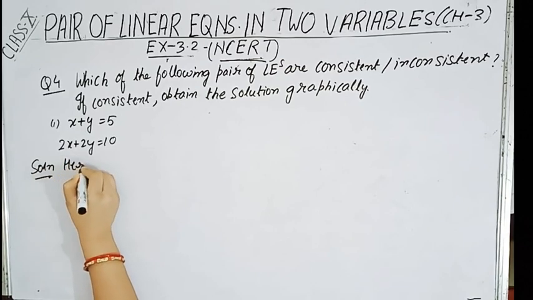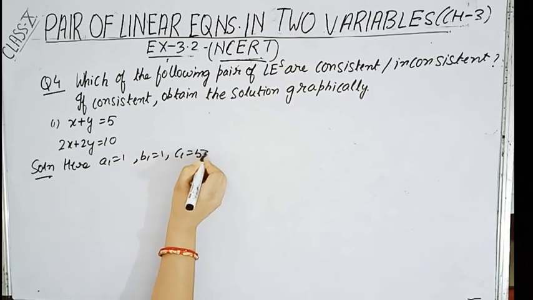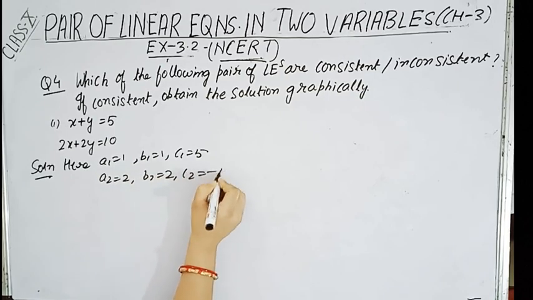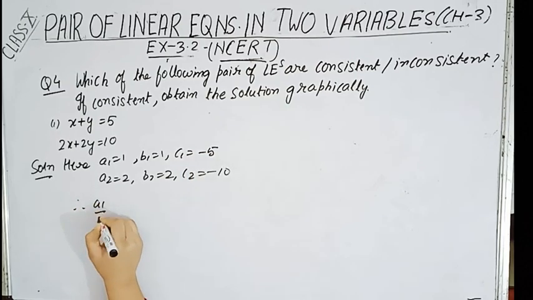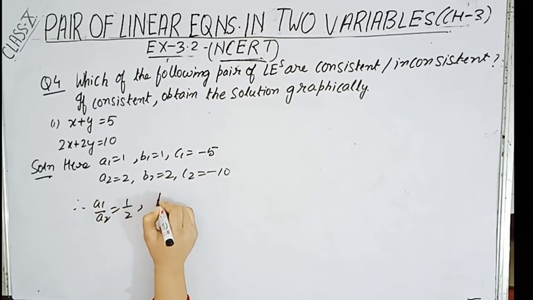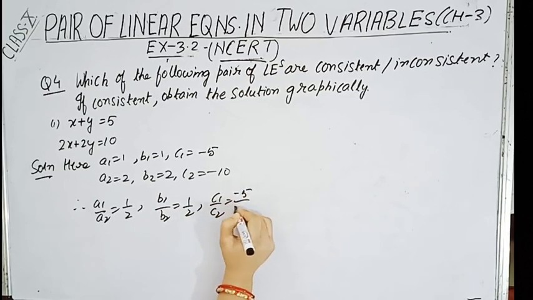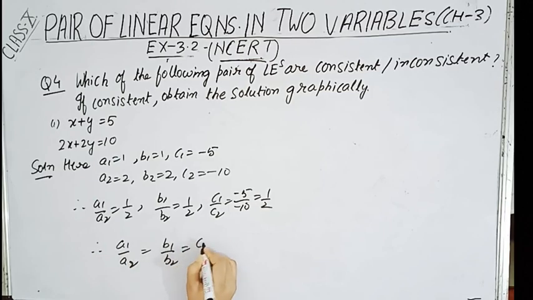We will write here a1 equals 1, b1 equals 1 and c1 equals minus 5. a2 equals 2, b2 equals 2 and c2 equals minus 10. Therefore, a1 by a2 equals 1 by 2, b1 by b2 equals 1 by 2 and c1 by c2 also equals minus 5 by minus 10 equals 1 by 2. Therefore, a1 by a2 equals b1 by b2 equals c1 by c2 equals 1 by 2.